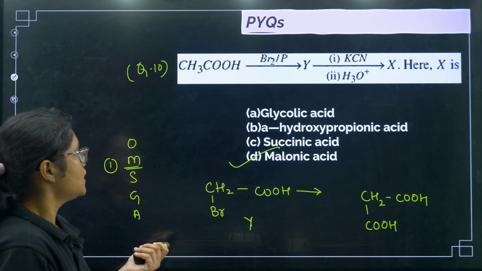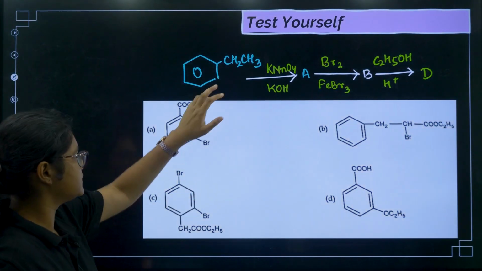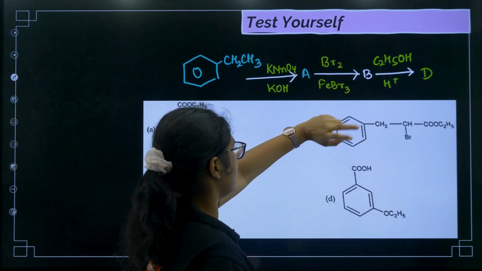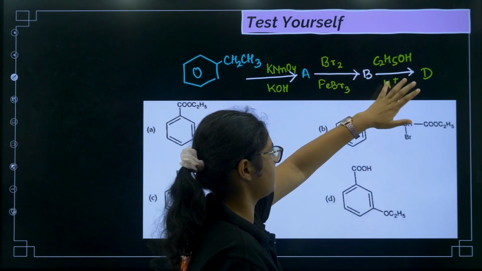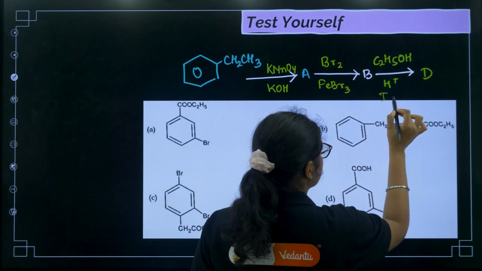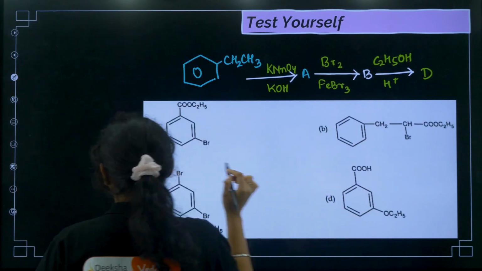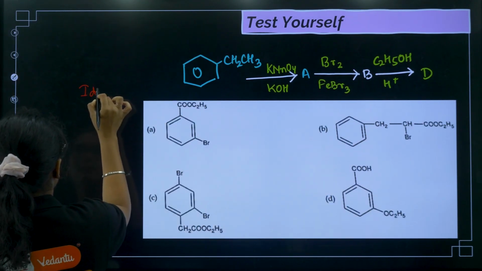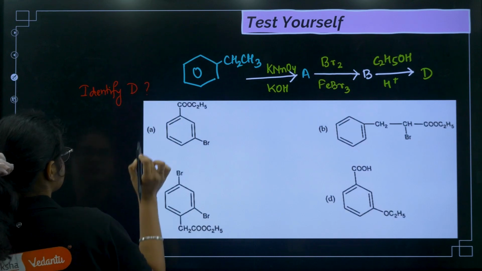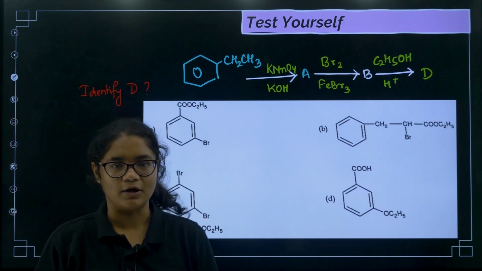Students, this is a homework question that is given to you. You have this compound, KMnO4/KOH. After that it is Br2, FeBr3, and then C2H5OH/H+. You have to identify D. Let me write down the question here. The question is to identify D. These are the options. I want all of you to try this question and comment down the answers.